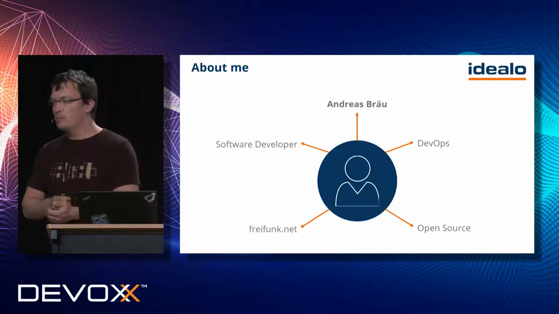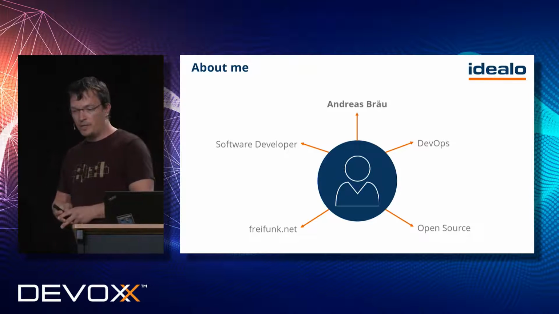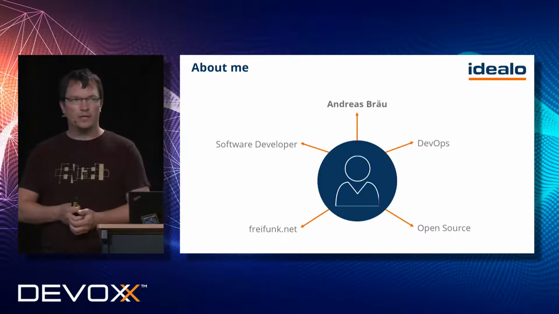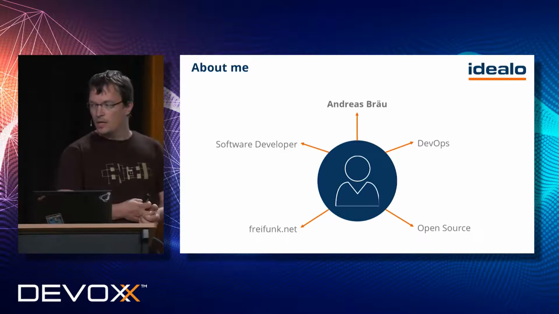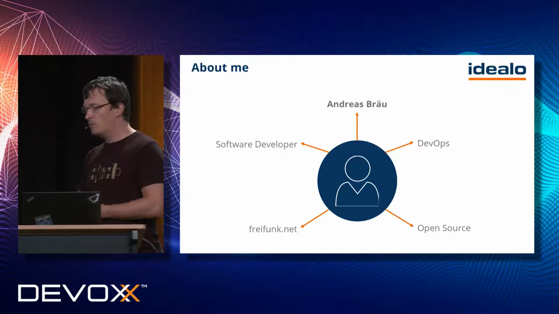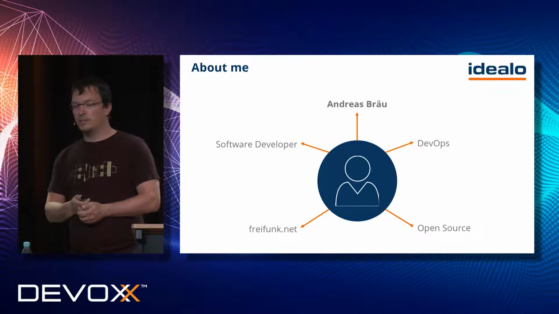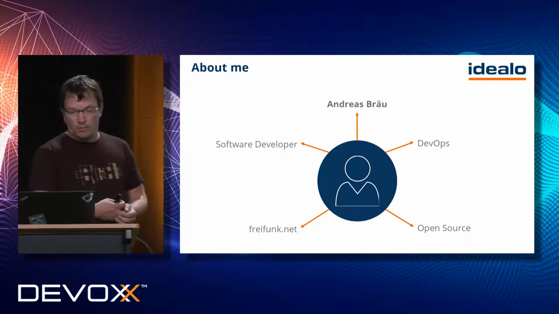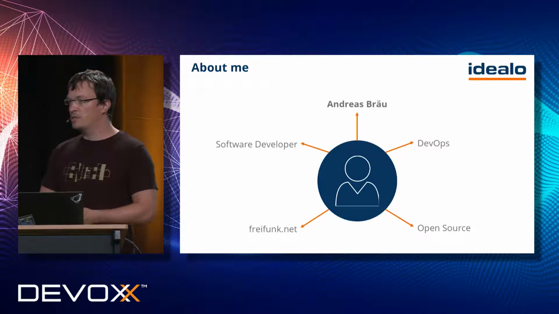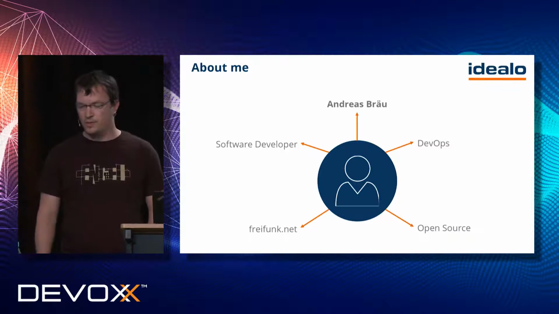Short info about me. My name is Andreas Bräu. I'm a software developer from Berlin, working at Idealo. I studied computer science ages ago with a focus on databases. I also do a lot of DevOps stuff in my job and in my hobby projects. I'm active in Freifunk.net, an initiative for free and wireless networks in Germany.